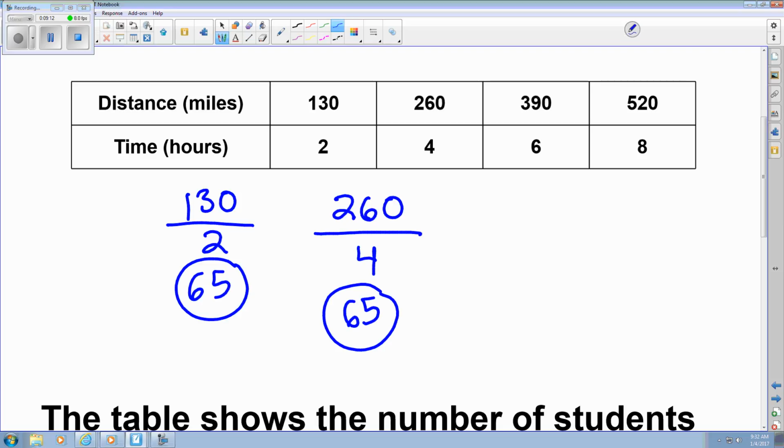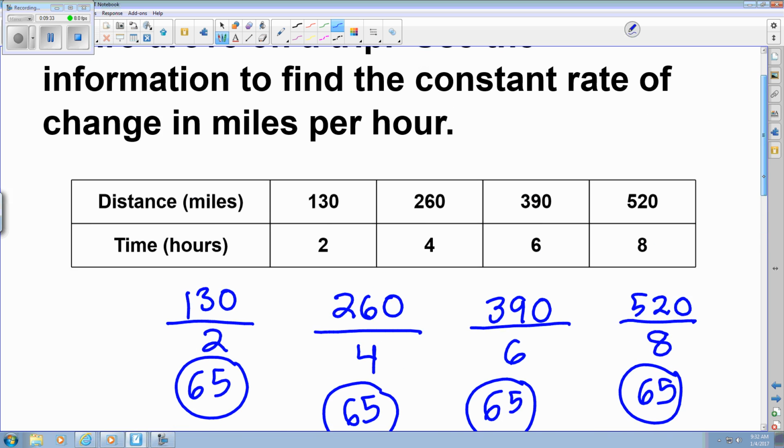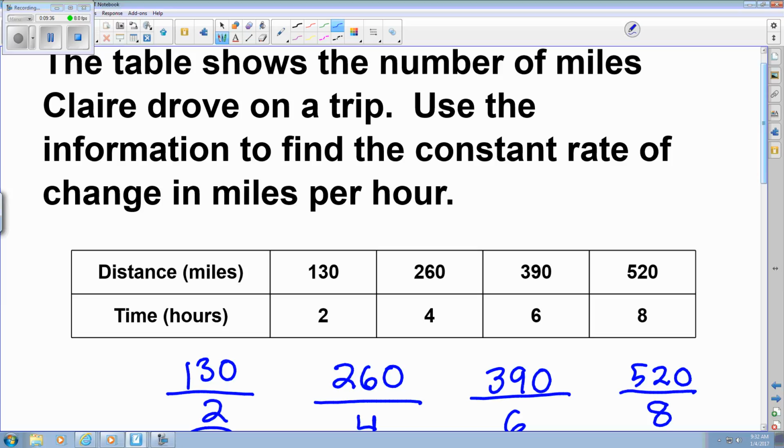Then what? Which equals 65 as well. And next? 520 divided by 8. And what do we get? 65. So what's our explanation here? What does this information tell us? What are we going to write as our explanation?